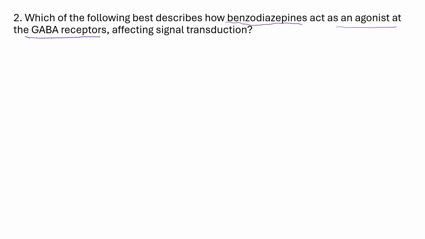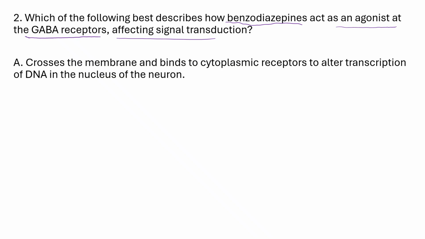Next one: which of the following best describes how benzodiazepines act as an agonist at GABA receptors, and what is the signaling mechanism? So you guys got this one, right? We know that GABA is gamma-aminobutyric acid, the inhibitory neurotransmitter in the brain, right?